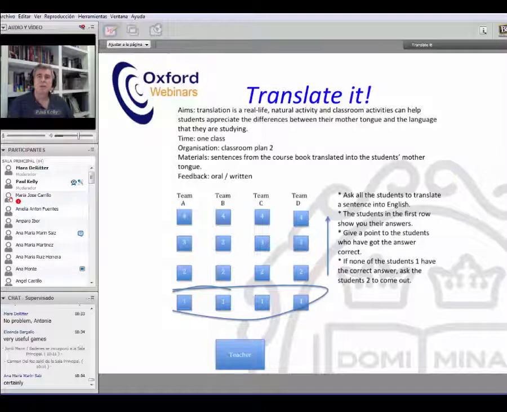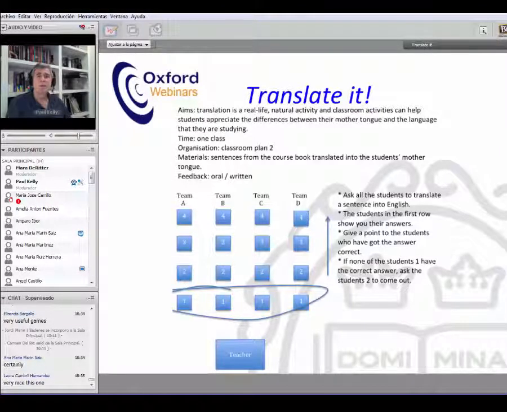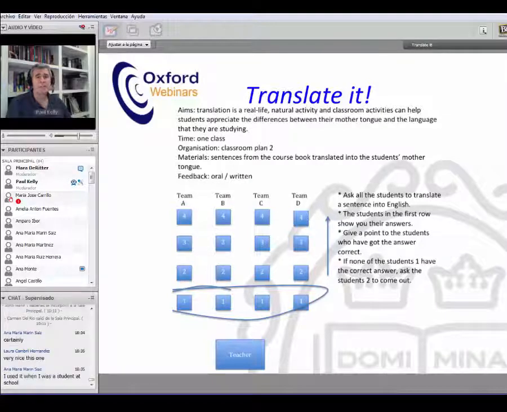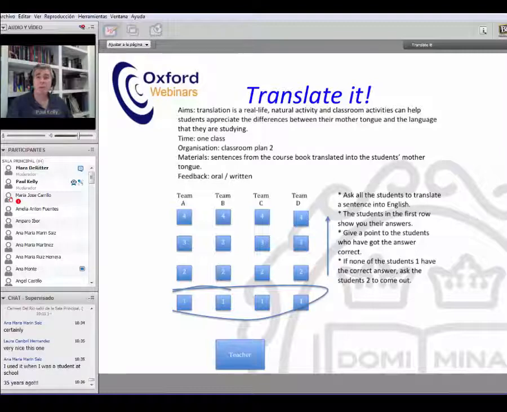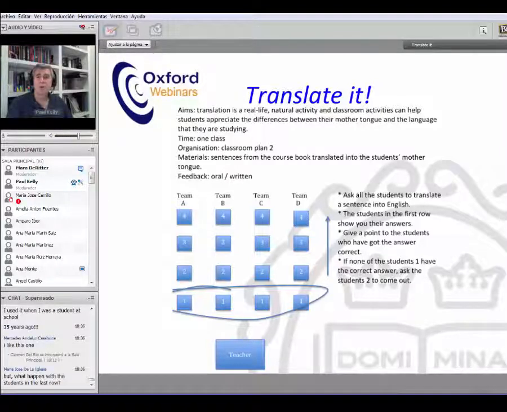So how does it work? Well, it starts off by you giving them the sentence in their language and telling them that you want them to translate it into English. When they've done that, you ask the students from row 1 to come out to your table, and you tell them which students have got the translation correct. They get 1 point each for their teams. However, if nobody in row 1 has got the translation correct, you then ask the students from row 2 to come out.